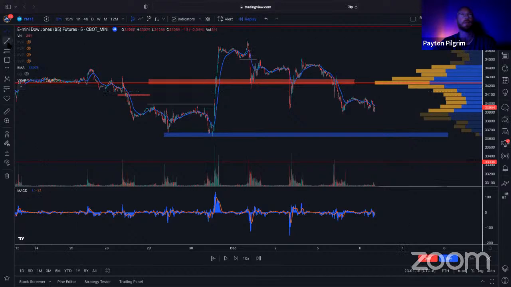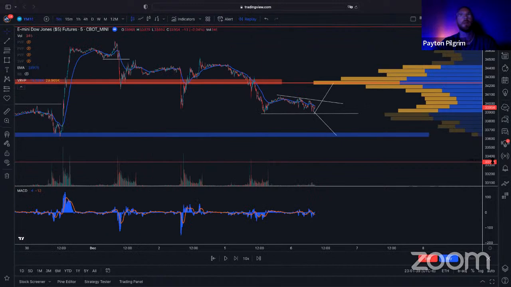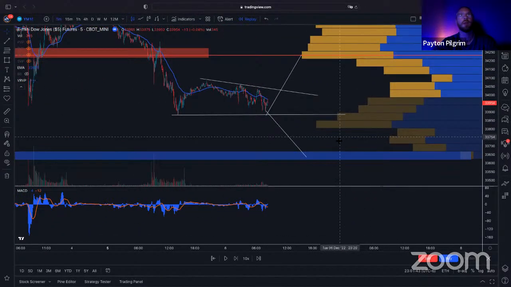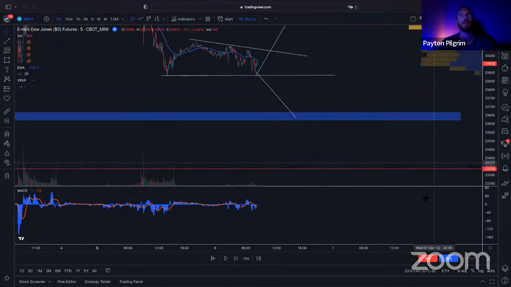Okay, so if it breaks up above here, though, it's probably coming straight into that. If it breaks below here, it's coming straight into this. So let's see which one it does. It might even come all the way to this daily POC.